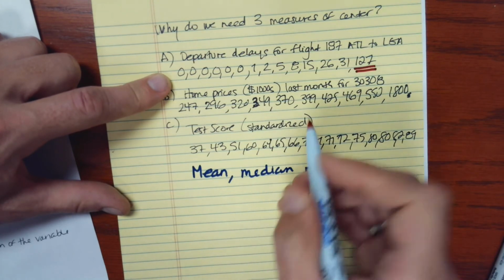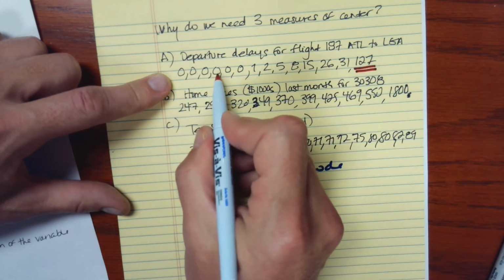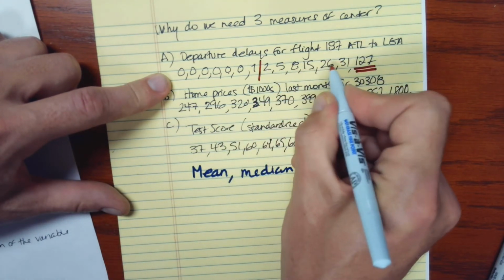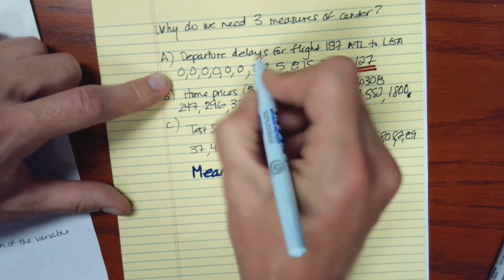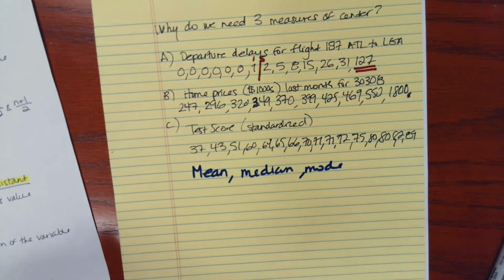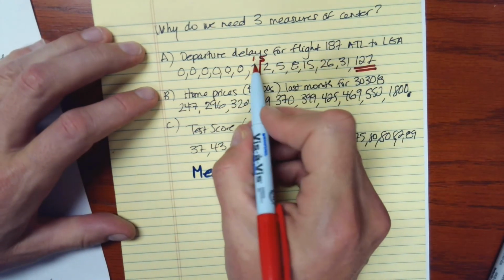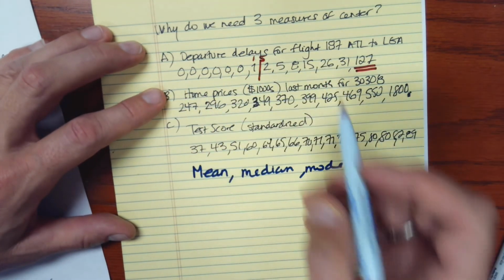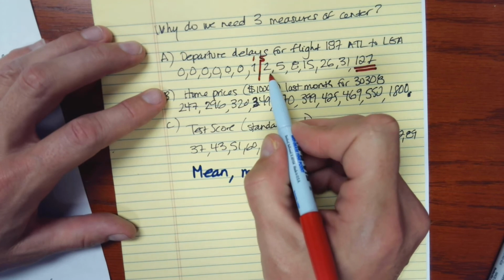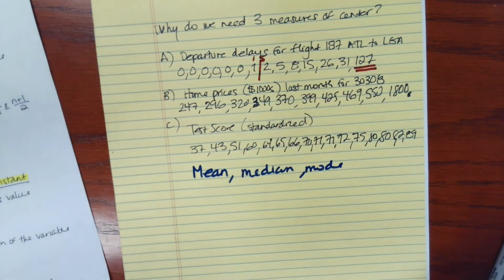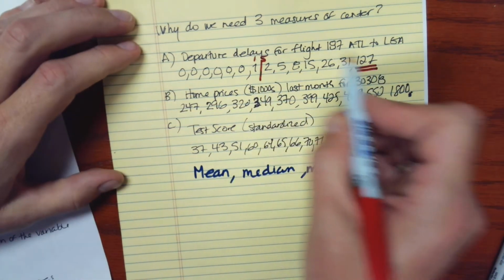As far as the median, let's see, 1, 2, 3, 4, 5, 6, 7. 2, 3, 4, 5, 6, 7. The median would be 1.5. So that would mean half the flights depart within a minute or less of their scheduled time, and half the flights depart more than a minute after their departure time. So that's kind of helpful.